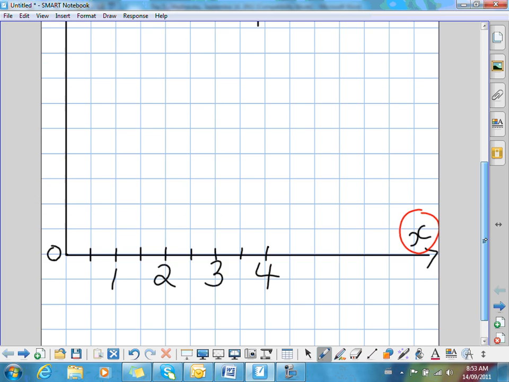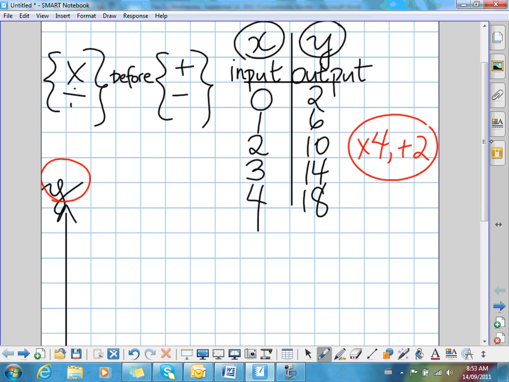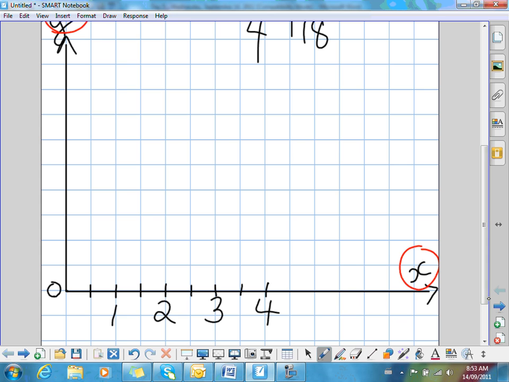Now, look at your y values. It ranges from 2 to 18. So it is okay if you do a different scale on the y-axis so long as it's even all the way up, okay? So hands up, what do you guys think you can use for a scale on the y-axis? What does it go to? Given that the values go from 2 to 18.